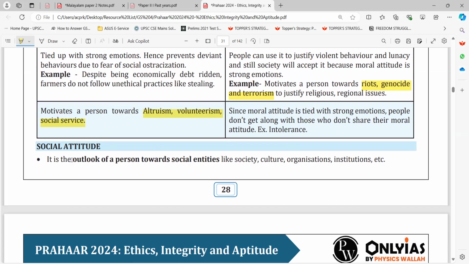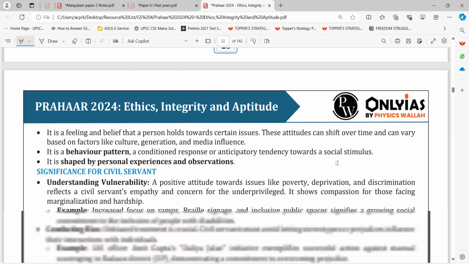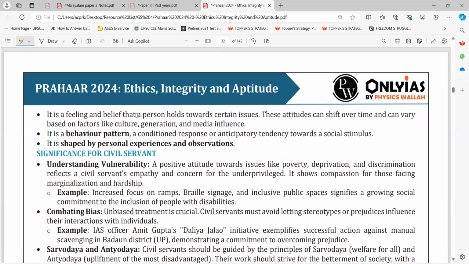Social attitude. It is the outlook of a person towards social entities like society, culture, organizations, institutions, etc. It is a feeling and belief that a person holds towards certain issues. These attitudes can shift over time and can vary based on factors like culture, generation, and media influence. It is a behavior pattern, a conditioned response, or anticipatory tendency towards a social stimulus. It is shaped by personal experiences and observations.